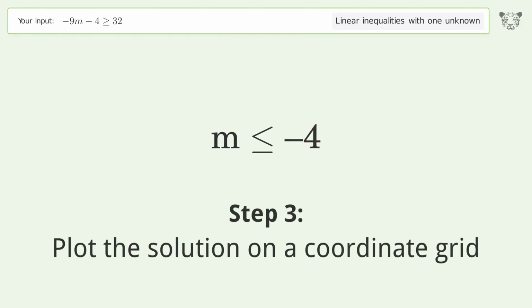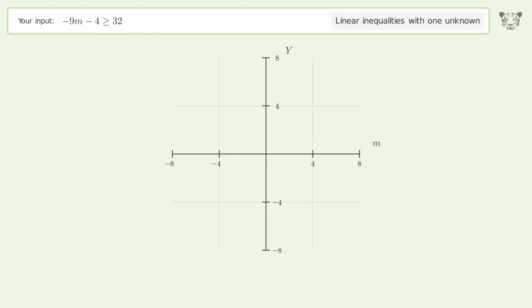Plot the solution on a coordinate grid. And so the final result is m equal or smaller than -4.